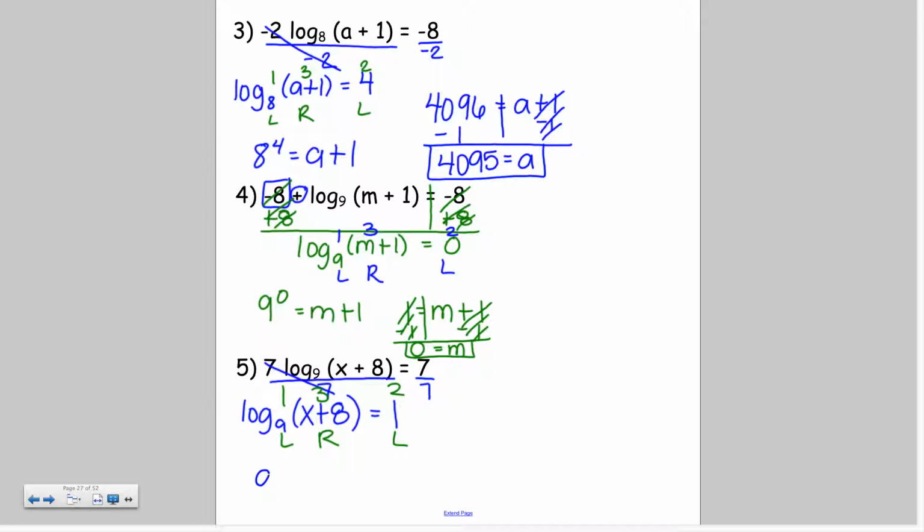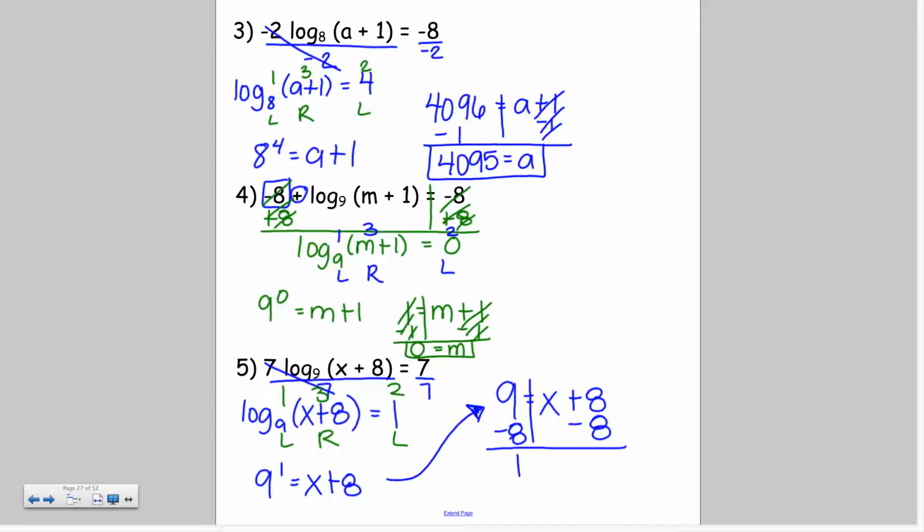All right, so 9 to the first is equal to x plus 8. Now anything raised to the first is itself. So I'm going to bring my work up here for you to be able to see. We have 9 to the first is 9, and it's equal to x plus 8. All right, get that x by itself, so we're going to subtract 8 from both sides. 9 minus 8 is 1. Bring down that x. 8 minus 8, it cancels out. So my answer is 1.